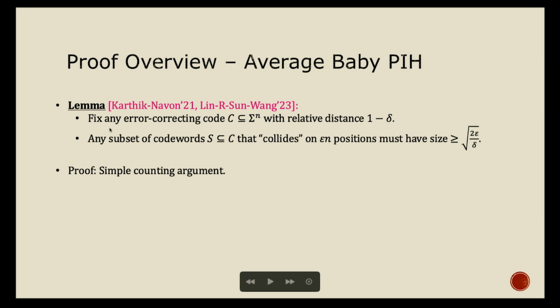What does this mean? By collide, I mean there exist 2 codewords that agree on this position. So if for more than epsilon many positions, I can find 2 codewords that agree on this position, then I can say the set S must contain a lot of codewords. The proof is a simple counting argument, because any 2 different codewords by their distance agree on very few coordinates. So in order to collide on many positions, you must have a lot of codewords.